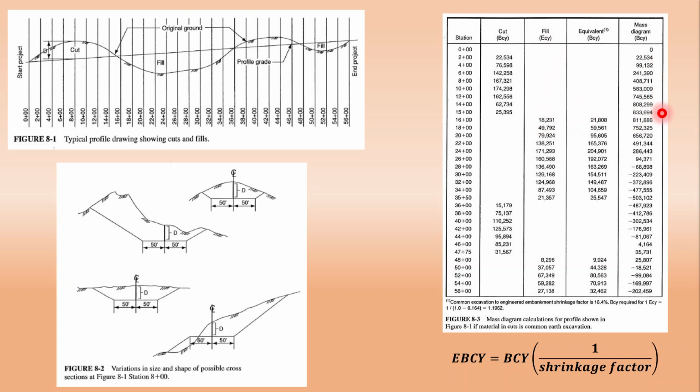We attained a total of 833,000 cubic yards of cut up to station 15 plus a pair. And then we start going into a fill scenario. And once we're filling, right, we're going to fill 18,000 cubic yards. You can see our total went down.